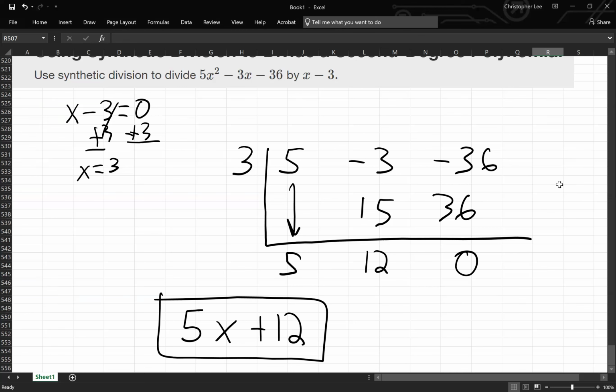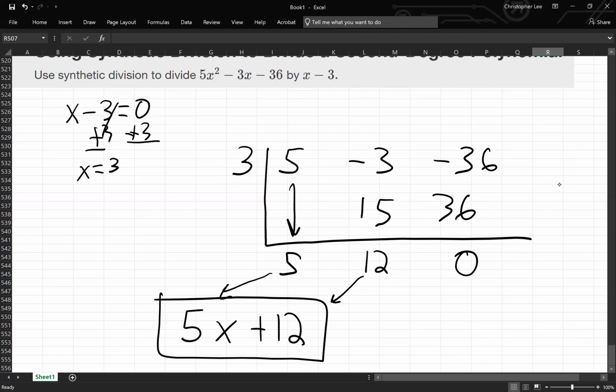The answer is 5x plus 12, and it comes from this, with remainder 0. So this would be the remainder. Your first step is always to bring down the leading coefficient, whatever that is. The positive 36 is 3 times 12, and that gives you 36.